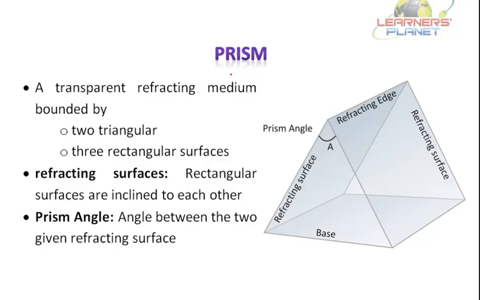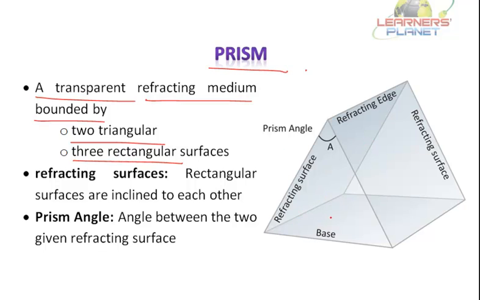Now let us begin with the study of prisms. A prism is, right now we are discussing triangular prisms only. So a triangular prism is a transparent refracting medium which is bounded by two triangular faces and three rectangular surfaces. Herein you can see, this is a three-dimensional image of a prism.